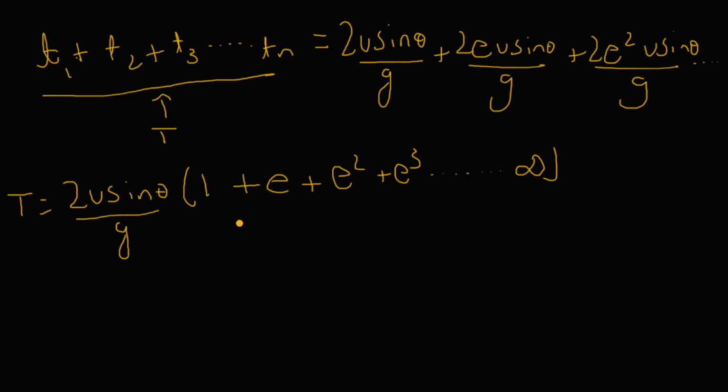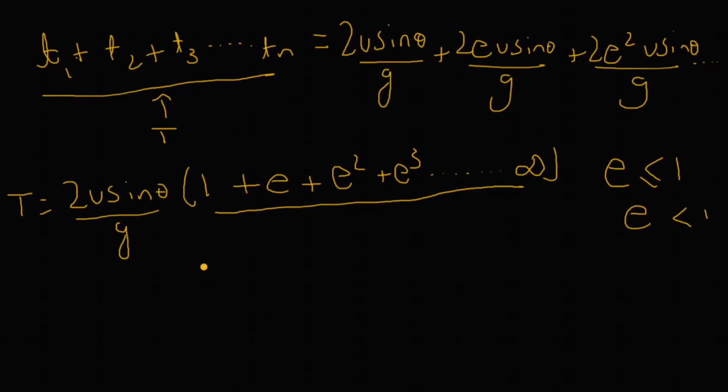Now how do we solve this? We know that e is always less than or equal to 1, and in this case, as this collision is inelastic, we can say that e is less than 1. So this series is a converging series. We can apply the formula.